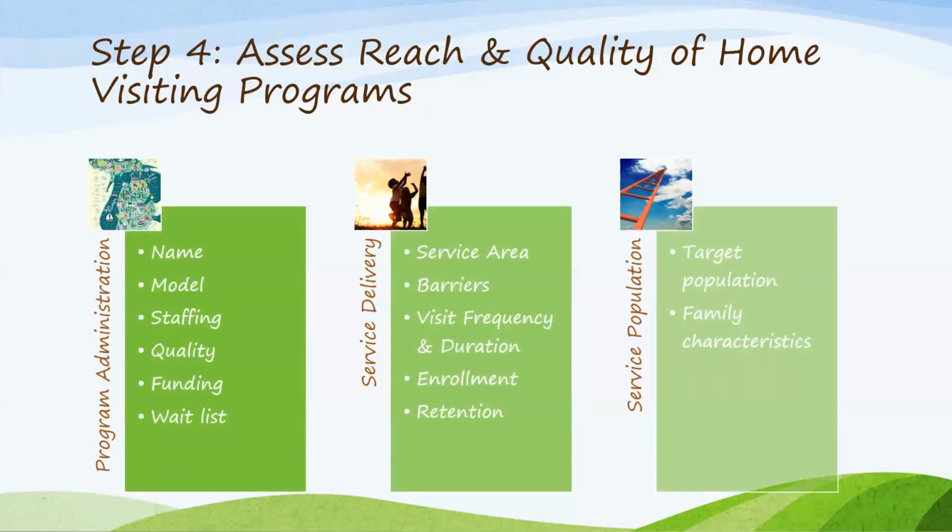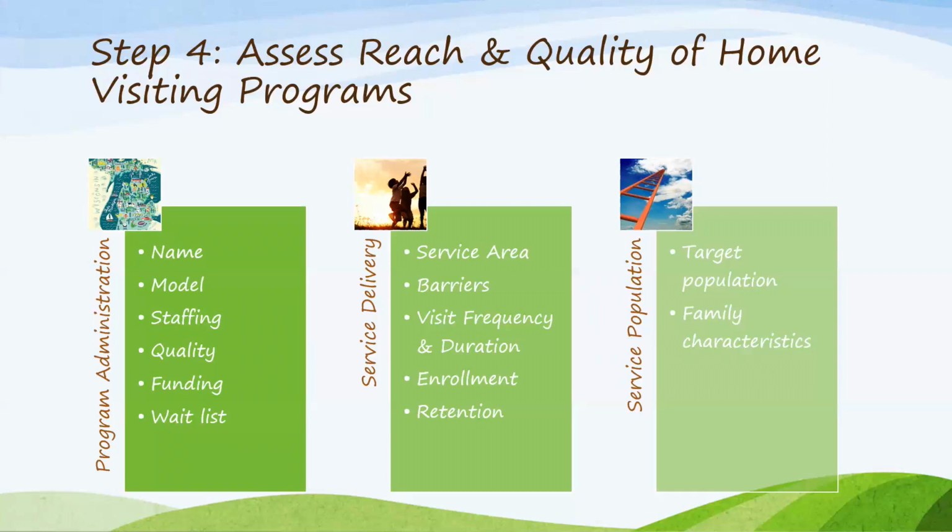Now that you know what types of programs to include in the home visiting catalog, let's talk about some of the information MPHI will collect for each program using an online survey. There are 3 categories of information to include in the catalog: program administration, service delivery, and service population. The program administration category includes name, model, staffing, quality, funding, and wait list. This information provides an overview of the size and type of program.